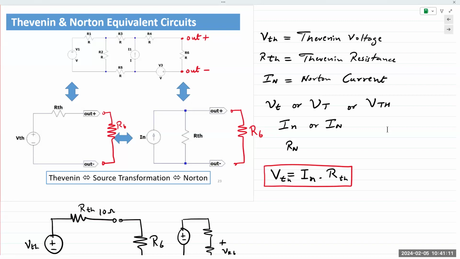So we have to find three quantities. We look at the circuit from the perspective of R6. We remove R6 from the circuit, and then we analyze the circuit three times independent of each other to find three quantities: VTH, RTH, and IN. Thevenin voltage, Norton current, and Thevenin resistance.